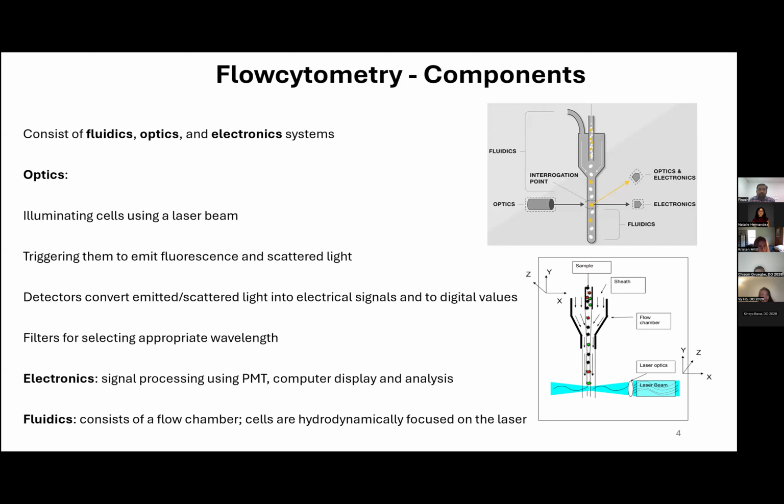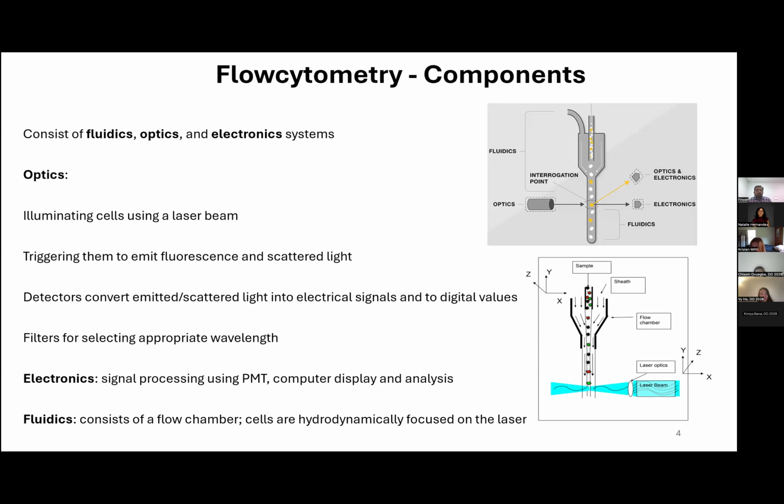And there is an electronic system mostly composed of a PMT. PMT is photomultiplier tube. Photon is the light, so it can amplify the signals and convert it into a digital computer display, which will be useful for analysis.